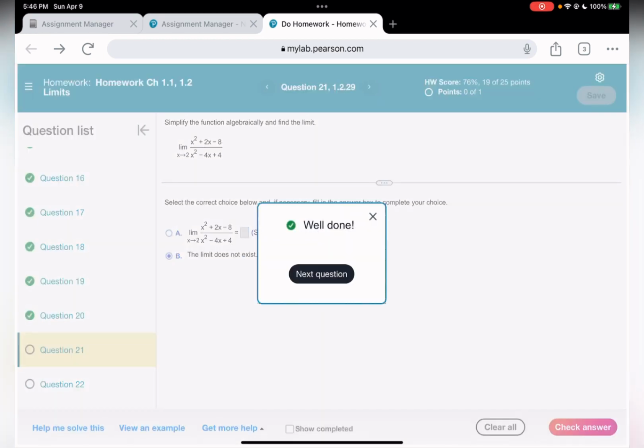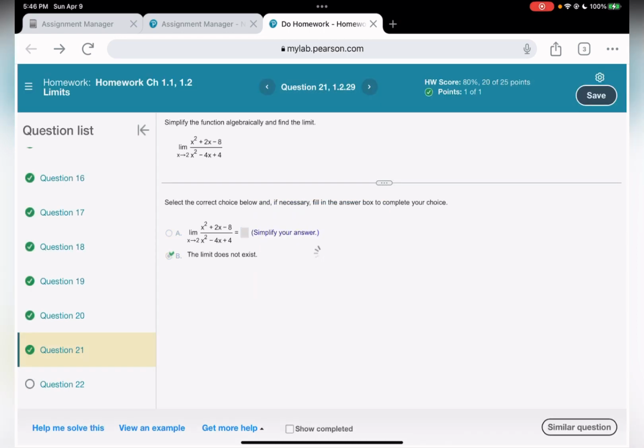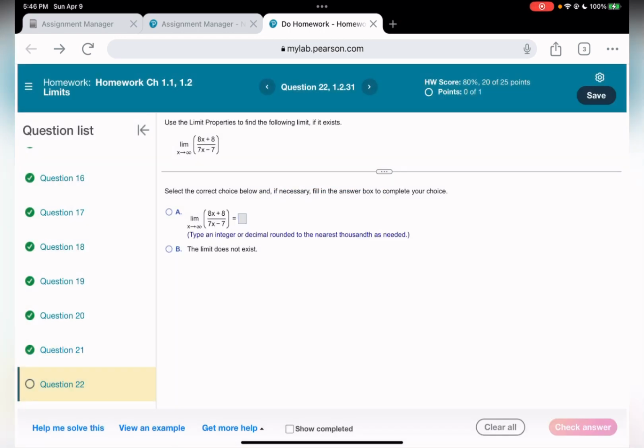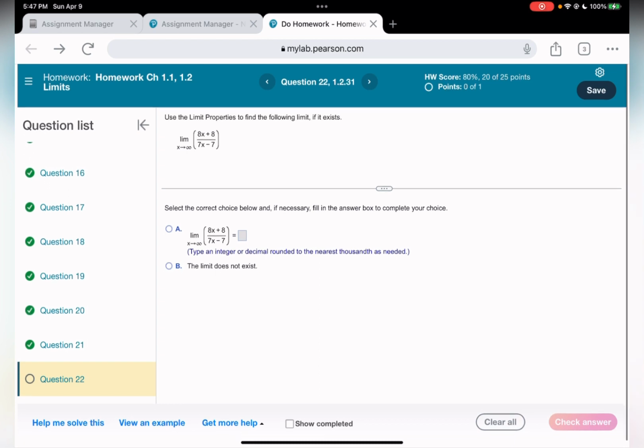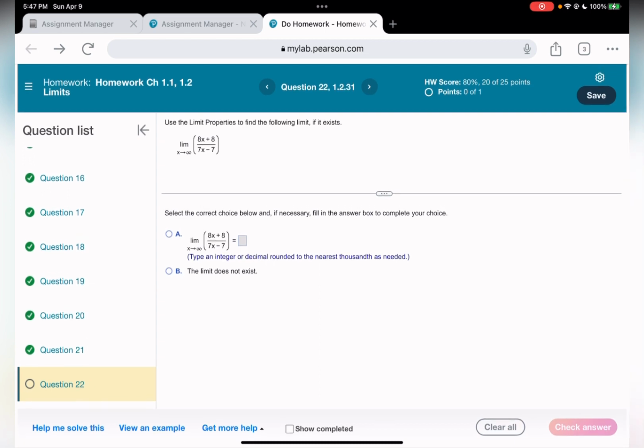The limit doesn't exist. Question number 22. 3 questions left, hang in there. What do we have here? This is more interesting. Use the limit properties to find the following limit. What's the property of limits?